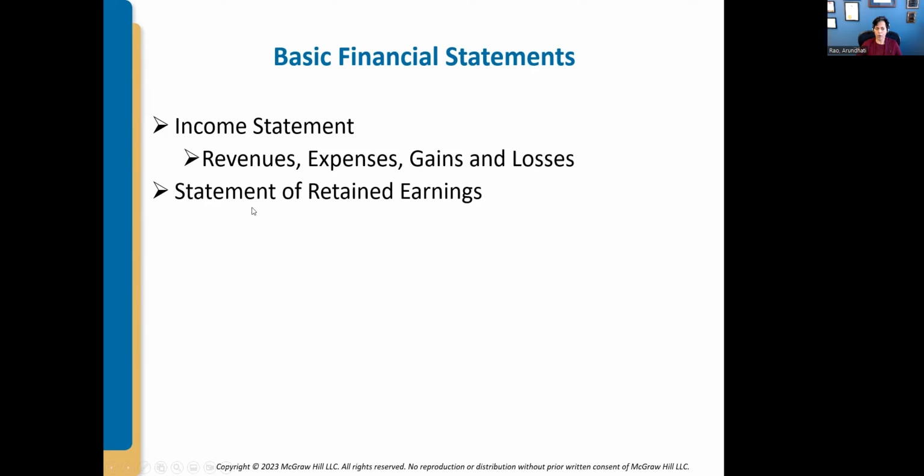That number is taken over into the statement of retained earnings. In the statement of retained earnings, we start with the retained earnings beginning balance. You add the net income number, which is the result of this first statement, subtract any dividends that you have declared, and that gives you the retained earnings ending balance.